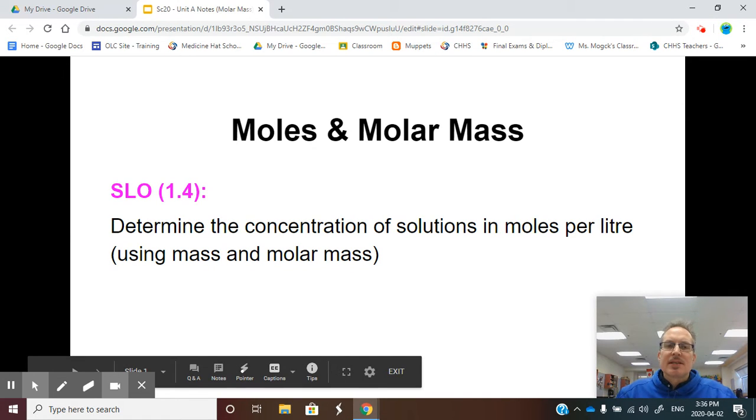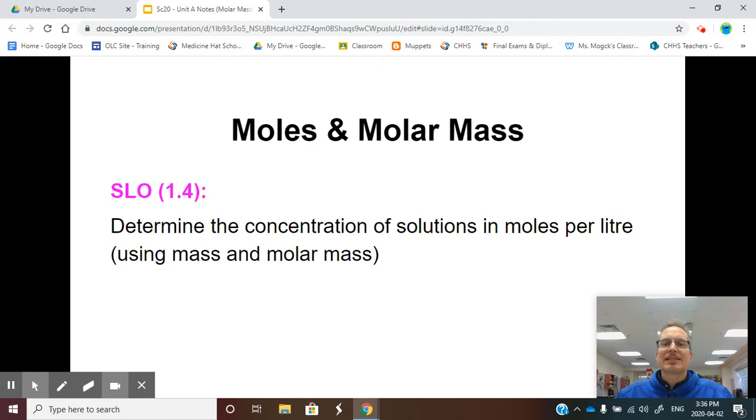Hello, Science 20s. This is a quick lesson on moles and molar mass. Both of these two things have already been covered in Science 10, so this is just a quick review.